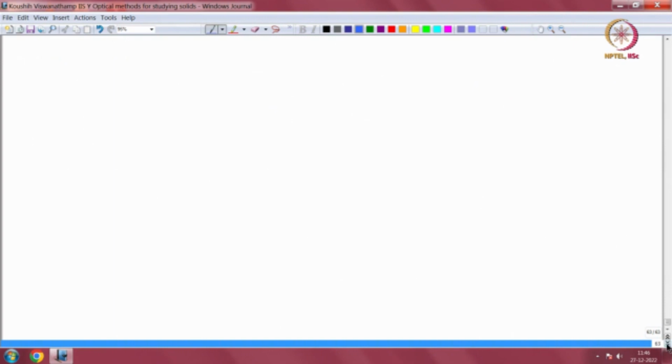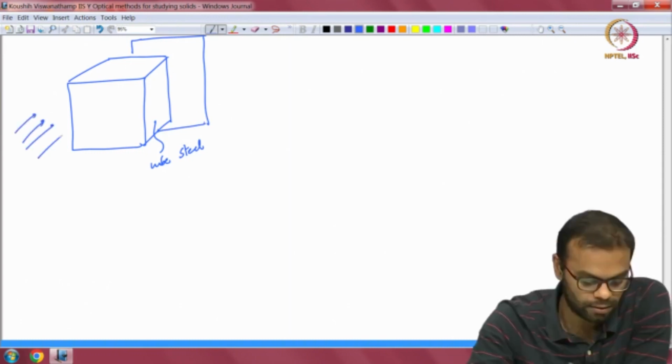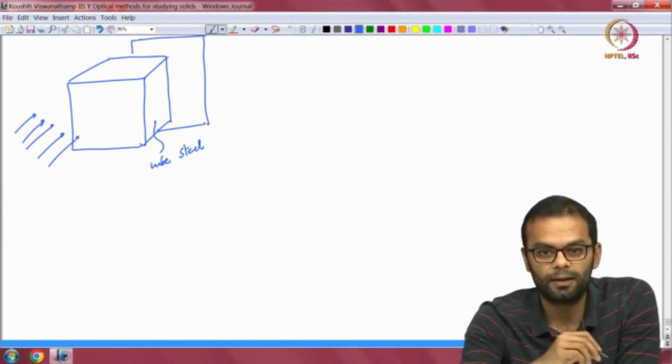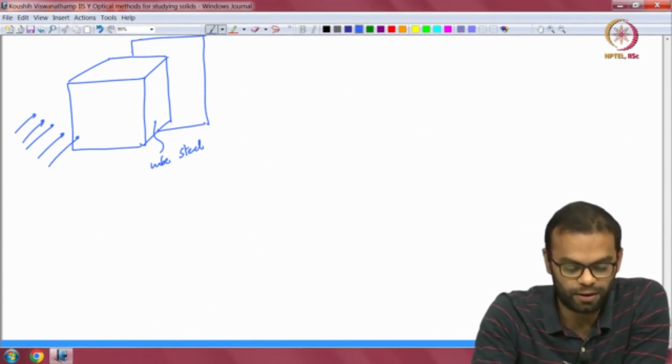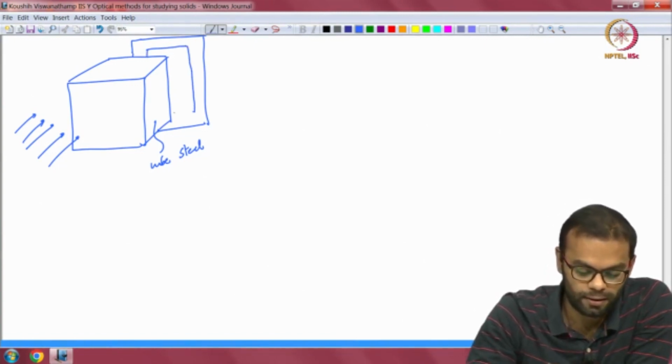Let me just draw a simple example for you. So, let us say we have a cube, okay, and this is a solid cube. Let us say this cube is made out of steel, some steel, mild steel, whatever. And behind this cube you have a screen, and you pass light through this cube. What you will see on the screen, you can do this experiment at home if you wish, is a shadow of the cube.